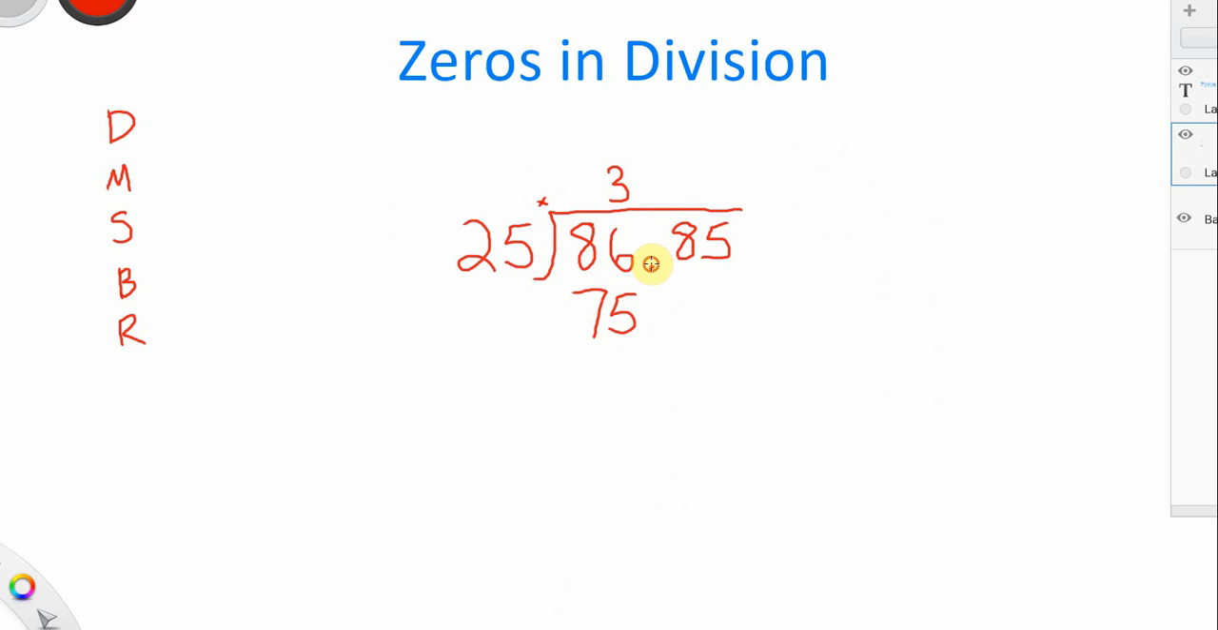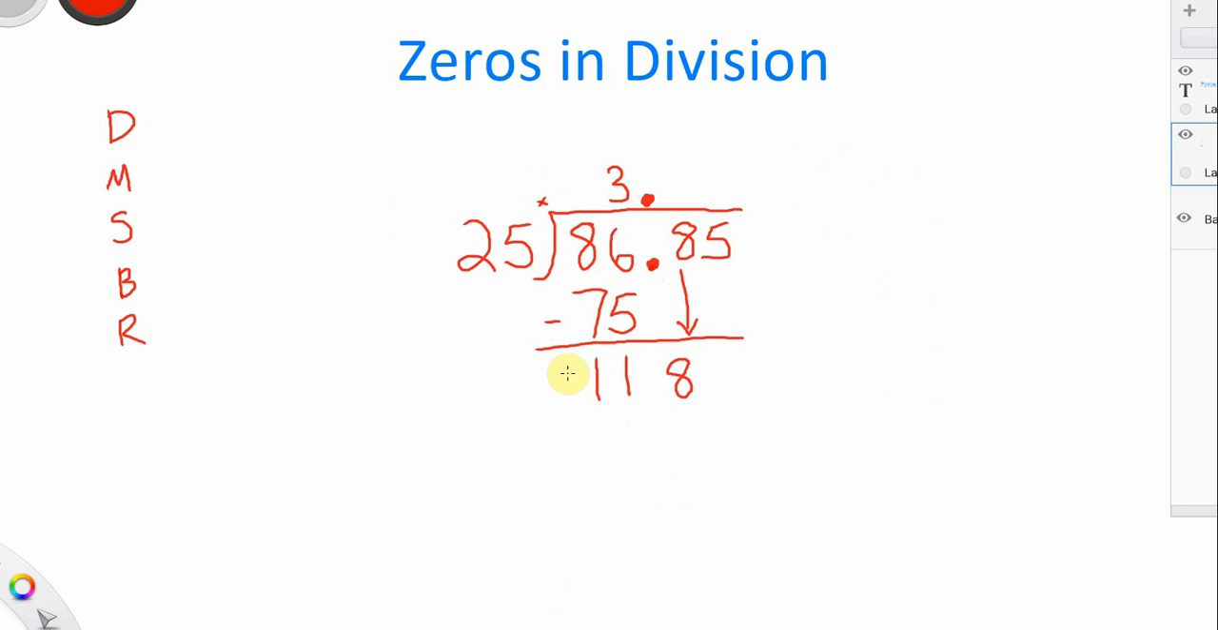And we forgot something important: when you have the decimal here in the dividend, we put it up here in our quotient. Okay, so now I subtract. 86 minus 75. 6 minus 5 equals 1. 8 minus 7 equals 1. So how many times is 25? Well, we need to bring down next. And so we bring down that 8.